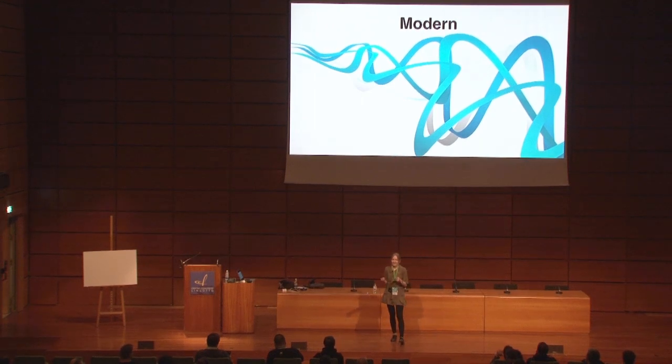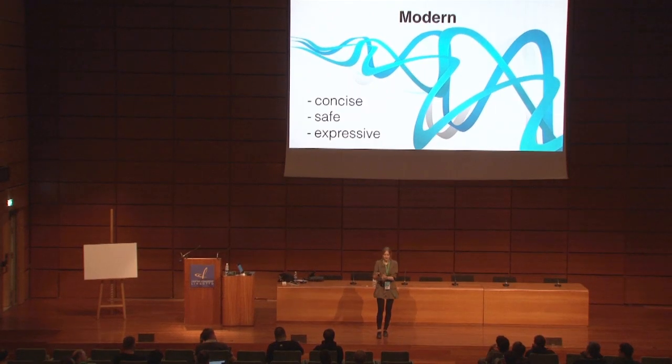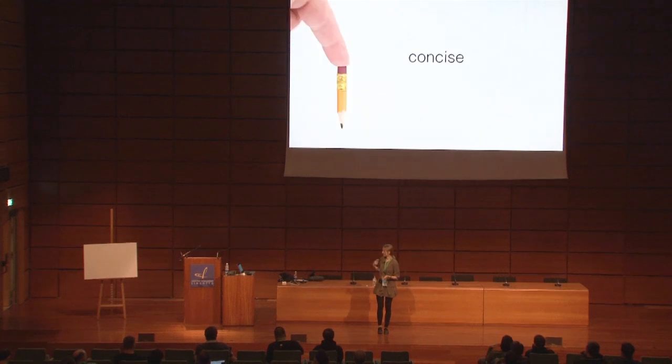And then we have this word modern. In the rest of the talk, I will show you examples of what benefits you can have. Kotlin is more concise than Java. It's safer than Java. And it is more expressive than Java. So in this sense, we try to compare it with what we have and what we used to have.